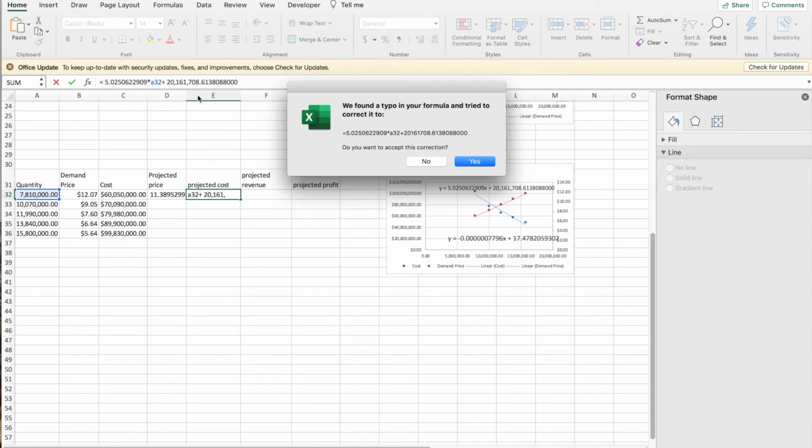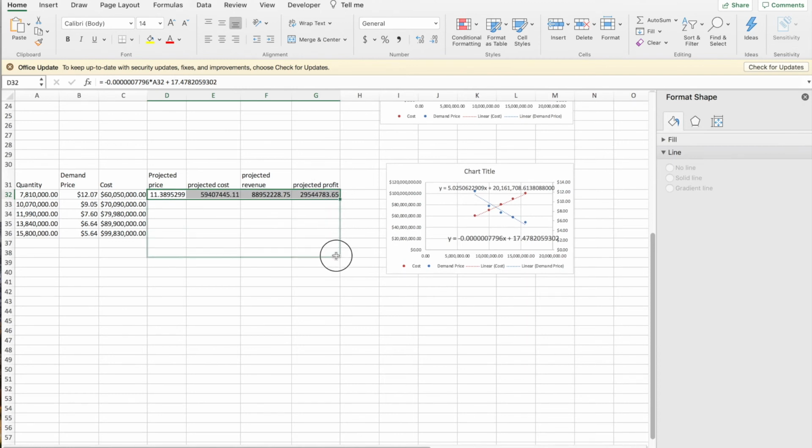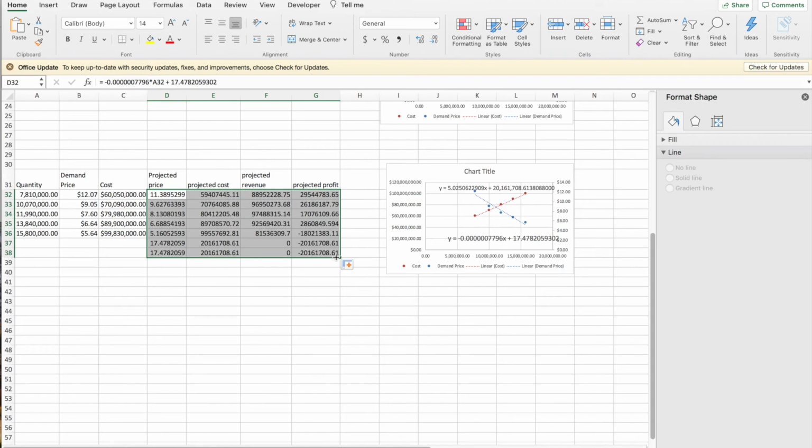I have an issue in that I had commas and it would like it without commas as the formula. So notice it's pretty close to the same thing. My projected revenue is going to be my price times my quantity. The projected profit is going to be equal to my revenue minus my cost. As we've done before, we're going to simply take this and go down a couple of extra rows.